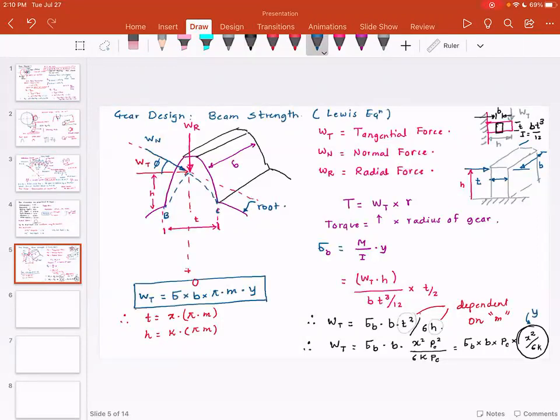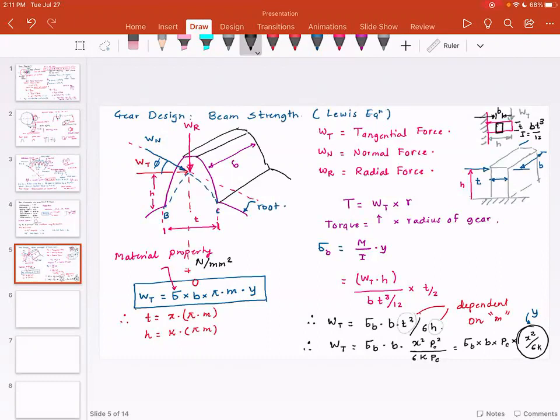And I'm going to spend 1 minute talking about this equation. WT is the tangential force. Sigma is the strength of the gear. Strength of the gear is the material property. Now, what are the units of the strength of the gear? The units are Newton per millimeter square. B is the face width.